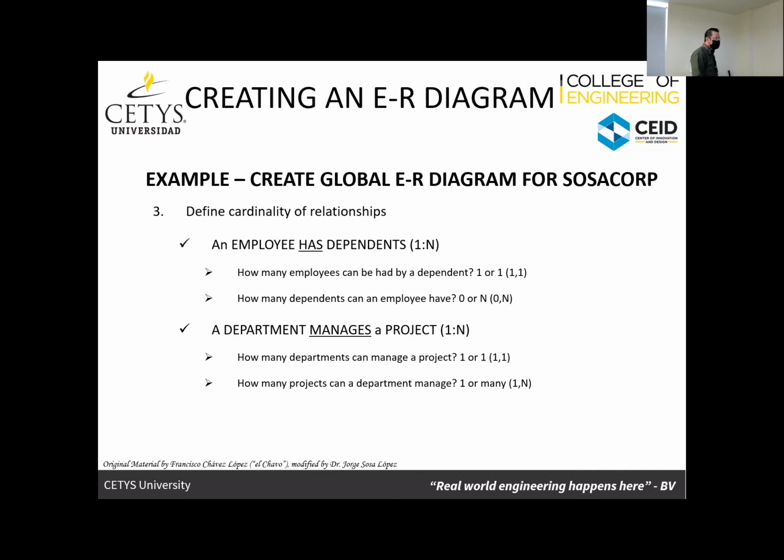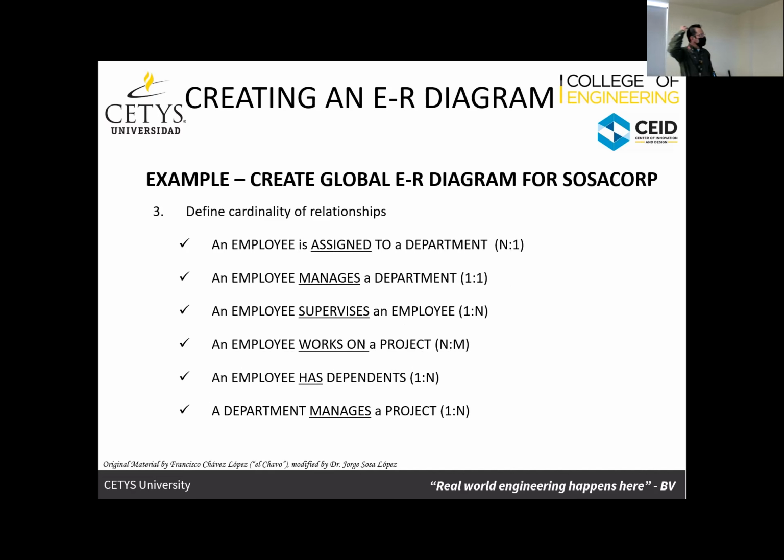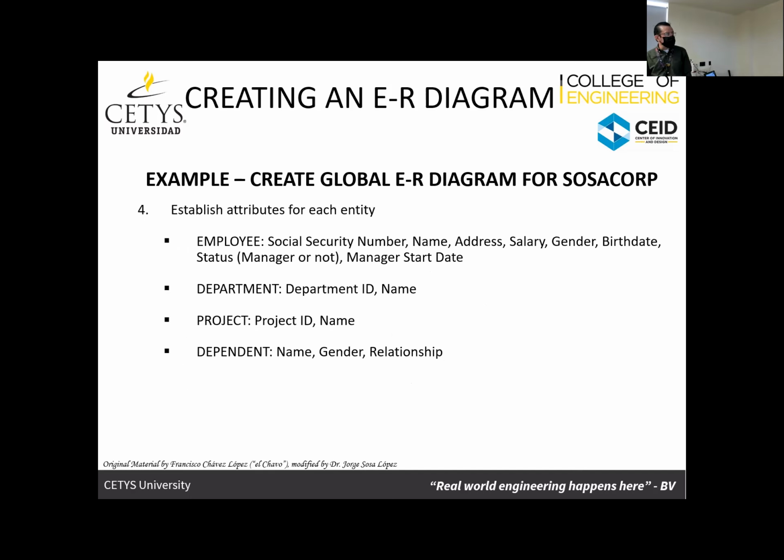A department manages a project. One department can manage many projects, but a project can only be assigned to one department. And so the cardinalities are defined as such. So now we have the relationships and we have the cardinalities. That's the 3rd step. The 4th step is to identify the attributes, and the problem definition already gave us those.